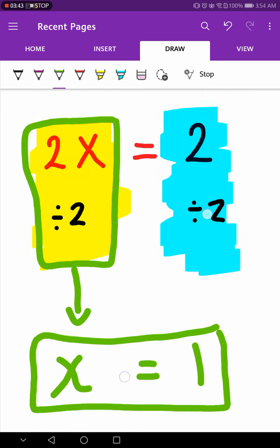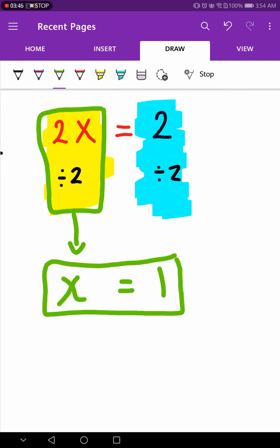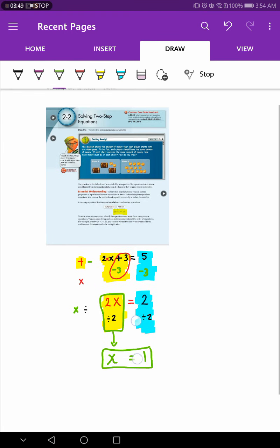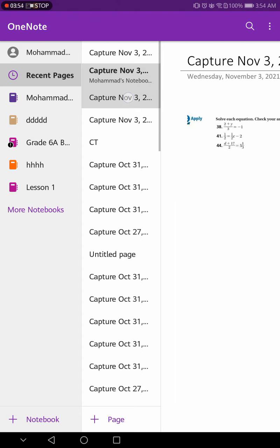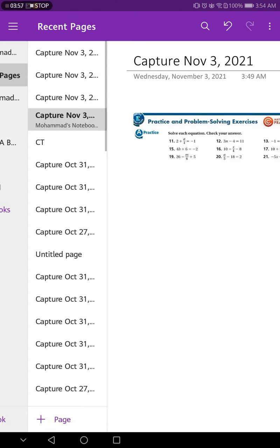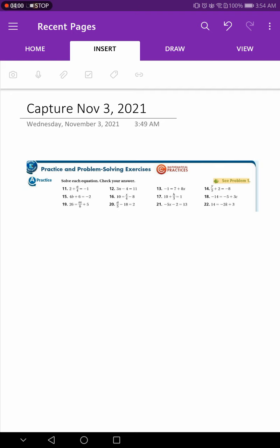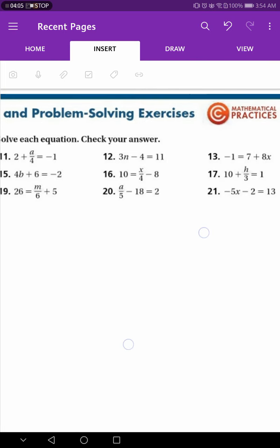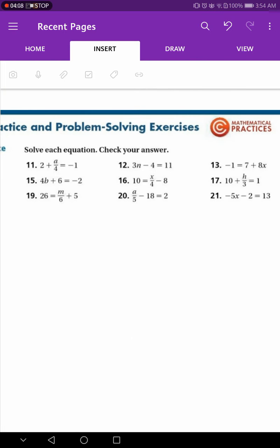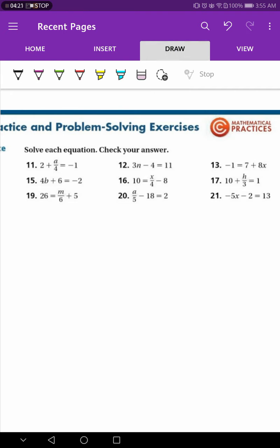Okay, my dear student. Now if I move to solve some equations from the practice and problem solving exercise, you will see different forms of equations. Don't be scared, my boy. For all the equations you have to do the same steps, whatever you have. For example, let us take number 11 here.